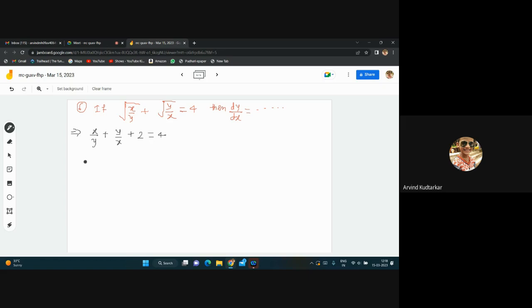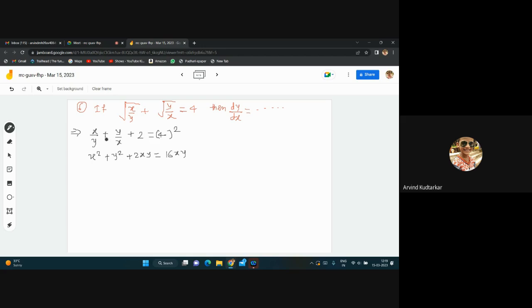Is it clear? So you have to convert this equation to linear form. How did you get this? We get this by taking square on both the sides. So in the RHS also, what will you get? 4 square, that is 16. Here if we take the LCM, what will happen? x square plus y square plus 2xy, that is equal to 16xy. After taking the LCM, you will get the terms in linear form.